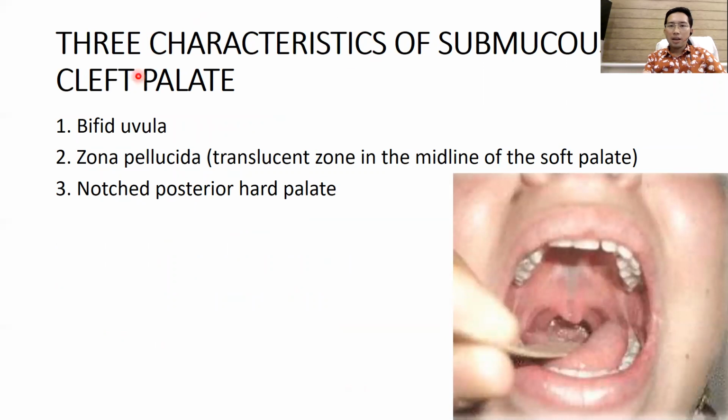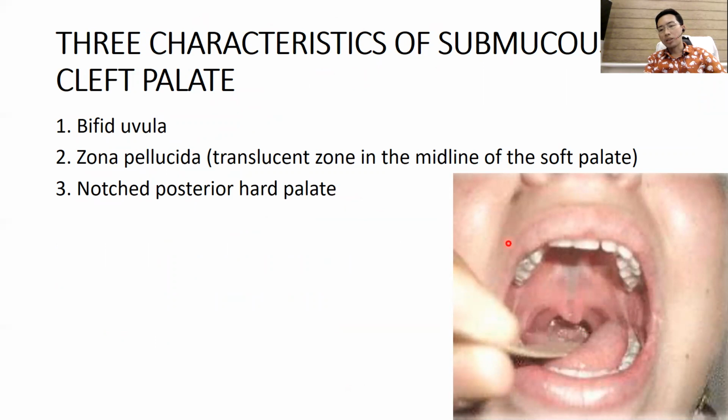Remember these three characteristics of submucous cleft palate. Remember this bifid uvula, as you can see in the picture. Zona pellucida, it is described as the translucent zone in the midline of the soft palate. And notch posterior hard palate.